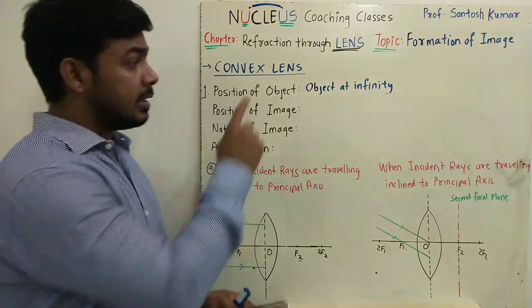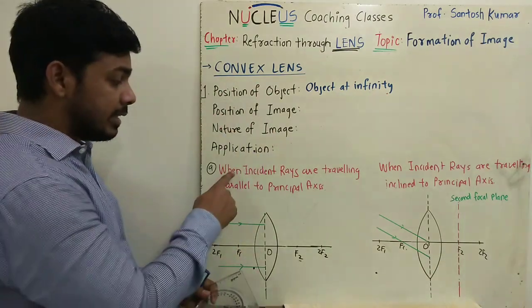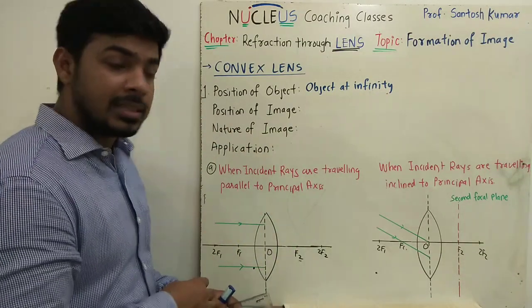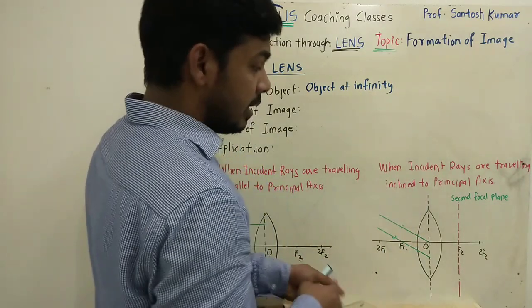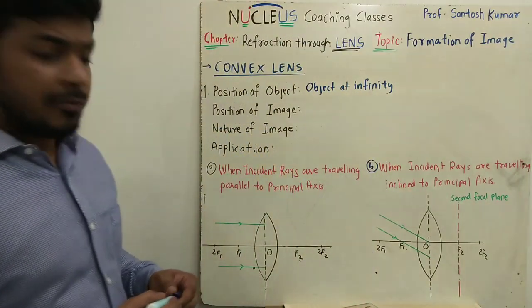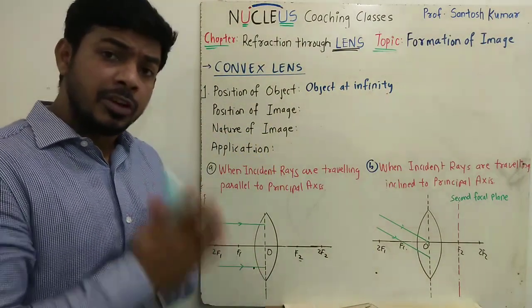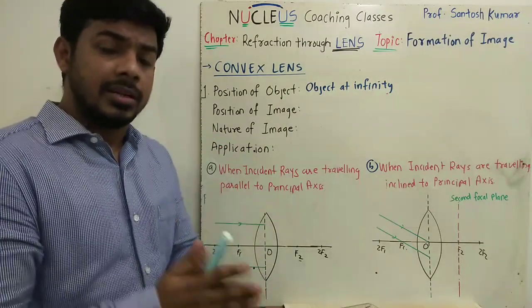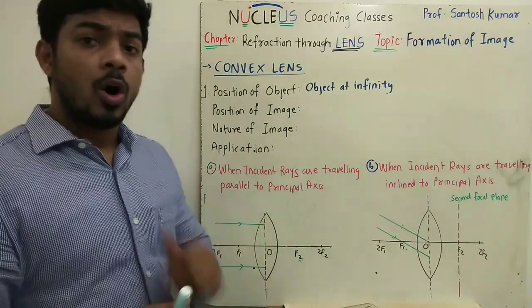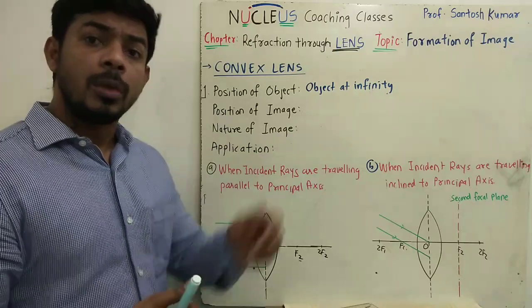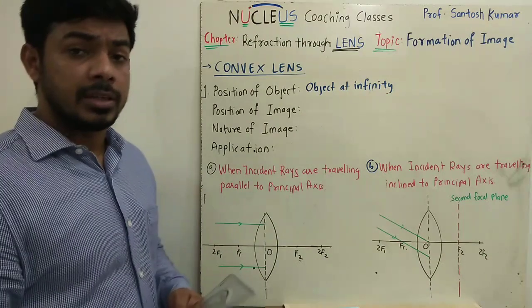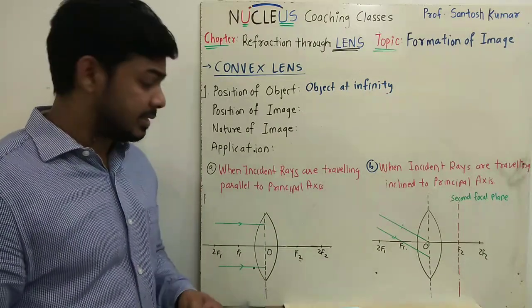So we have two cases when the object is kept at infinity: the incident rays which are parallel to each other are traveling parallel to the principal axis, or the incident rays are traveling inclined to the principal axis. This is case B, right? Definitely, as I said, the incident rays which we will consider will be standard rays. Either they will be traveling parallel to the principal axis, or passing through the optical center, or passing through the principal focus, or appear to be passing through the principal focus. I hope you remember the three rules which we studied to draw the ray diagram for a convex lens.